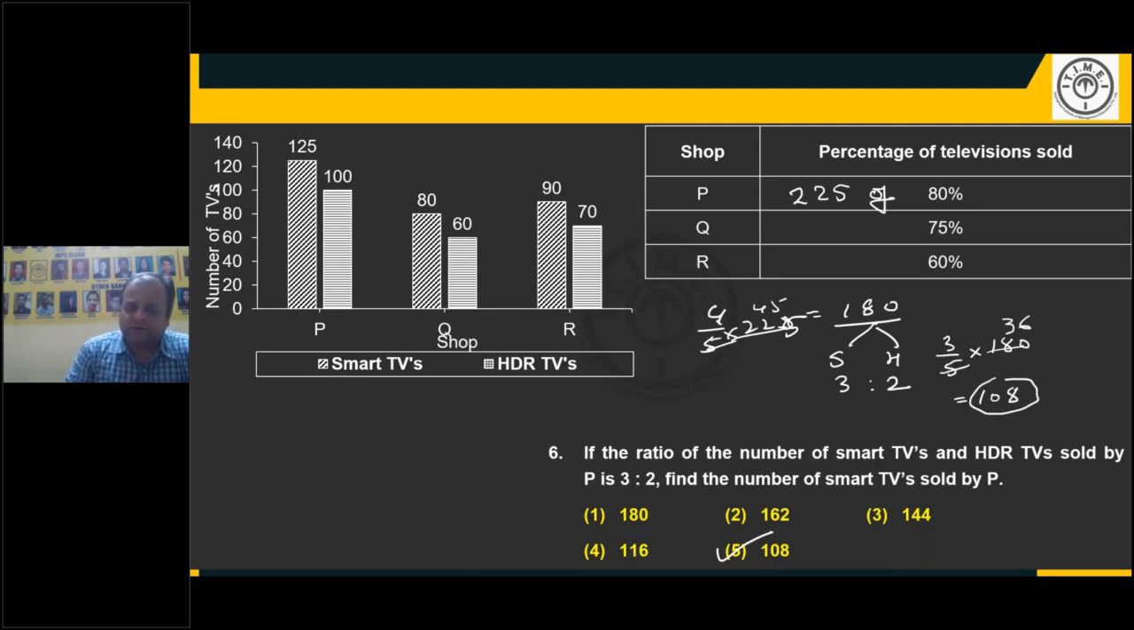All right, so all you have to do in these sets is you have to understand the data. Data is the total set, total TVs has been given. For this is 140, and this is like 160, and from that the ratio has been derived. So 180 is the total TV sold of shop P, and that is 3:2. So smart TV would be 3/5 of 180, that is 108. I hope this is clear. Any doubts in this?